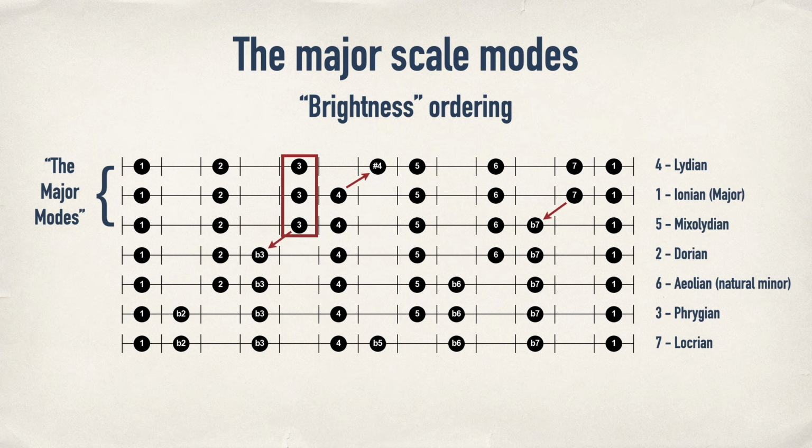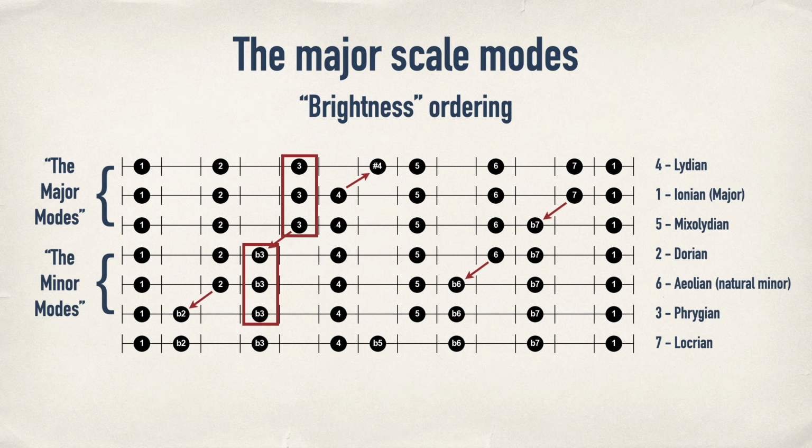From the Mixolydian mode, if we flatten the 3rd note, we get the Dorian mode. If we flatten the 6th note of the Dorian mode, we get the Aeolian mode, or natural minor scale. If we flatten the 2nd note of the Aeolian mode, we get the Phrygian mode. And these 3 modes are called minor modes because they all have a minor third as their 3rd note.